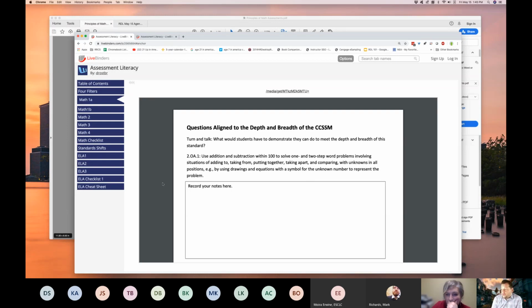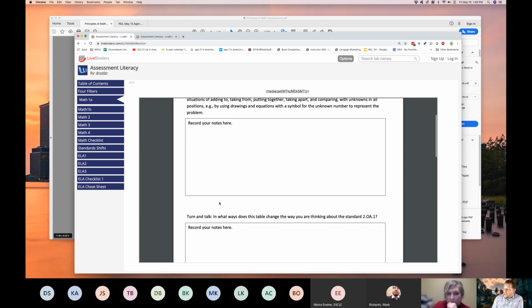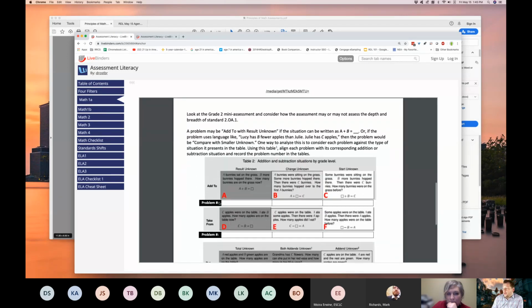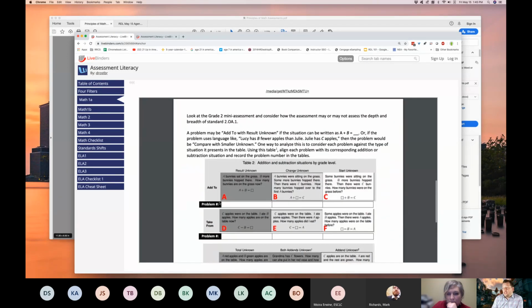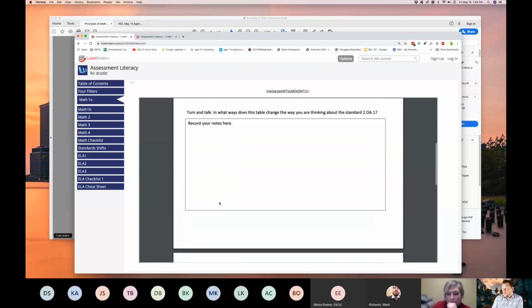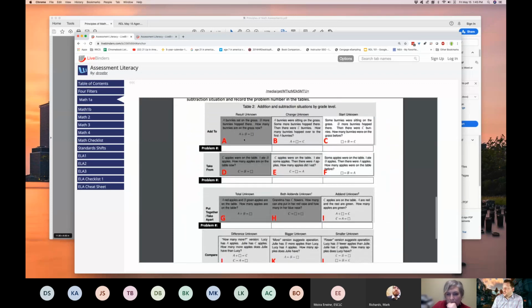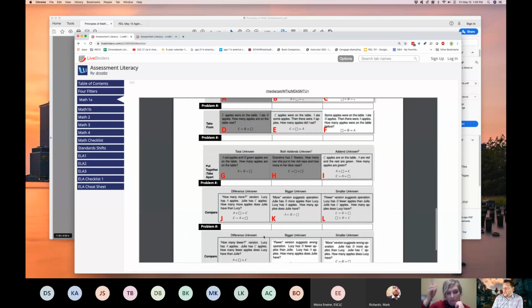So when I work with teachers, the first thing I ask them to do is just break this apart. Tell me what you're seeing. What would a student need to be able to show you mathematically in order for them to do that? And then we record. Then from there, I introduce them to the table. This table is found on the next page in that live binder. It's also in the presentation. And I ask them to start to look through this table.